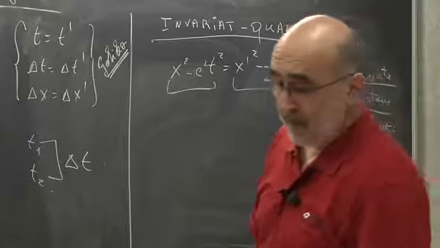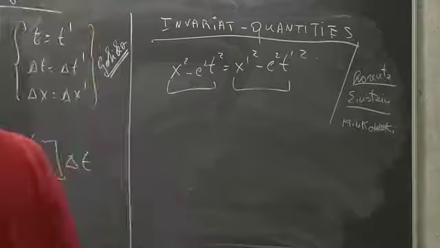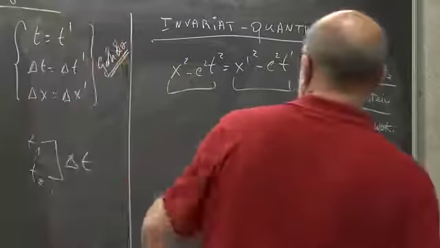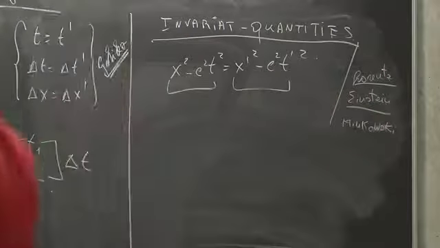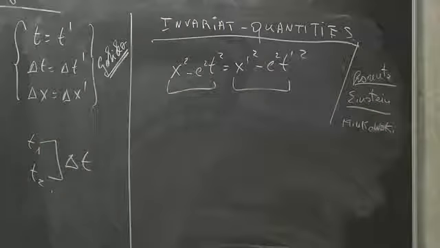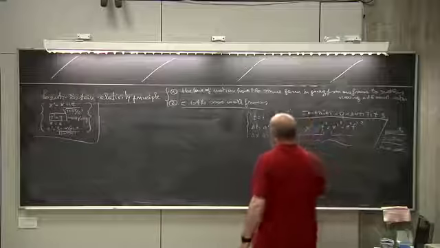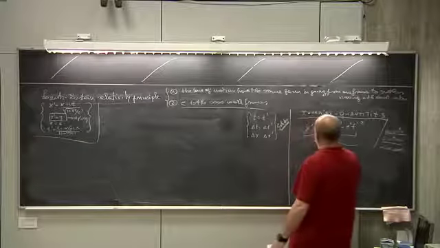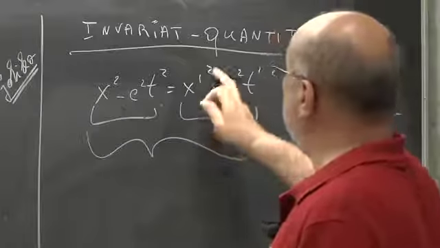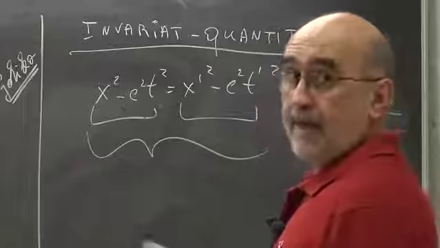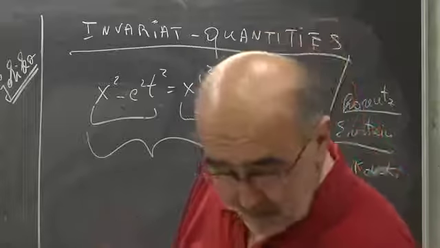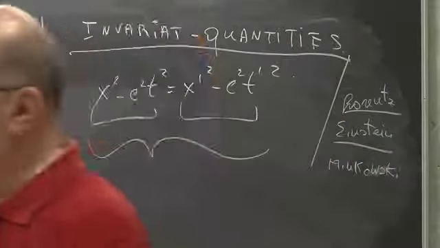Now we will prove it. So lengths contract, time intervals get dilated, but there is this quantity that does not change. And also its square root does not change. Okay, so now we will prove that this quantity, x squared minus c squared t squared, is equal to x prime squared minus c squared t prime squared. If you do this strange combination, then things don't change.